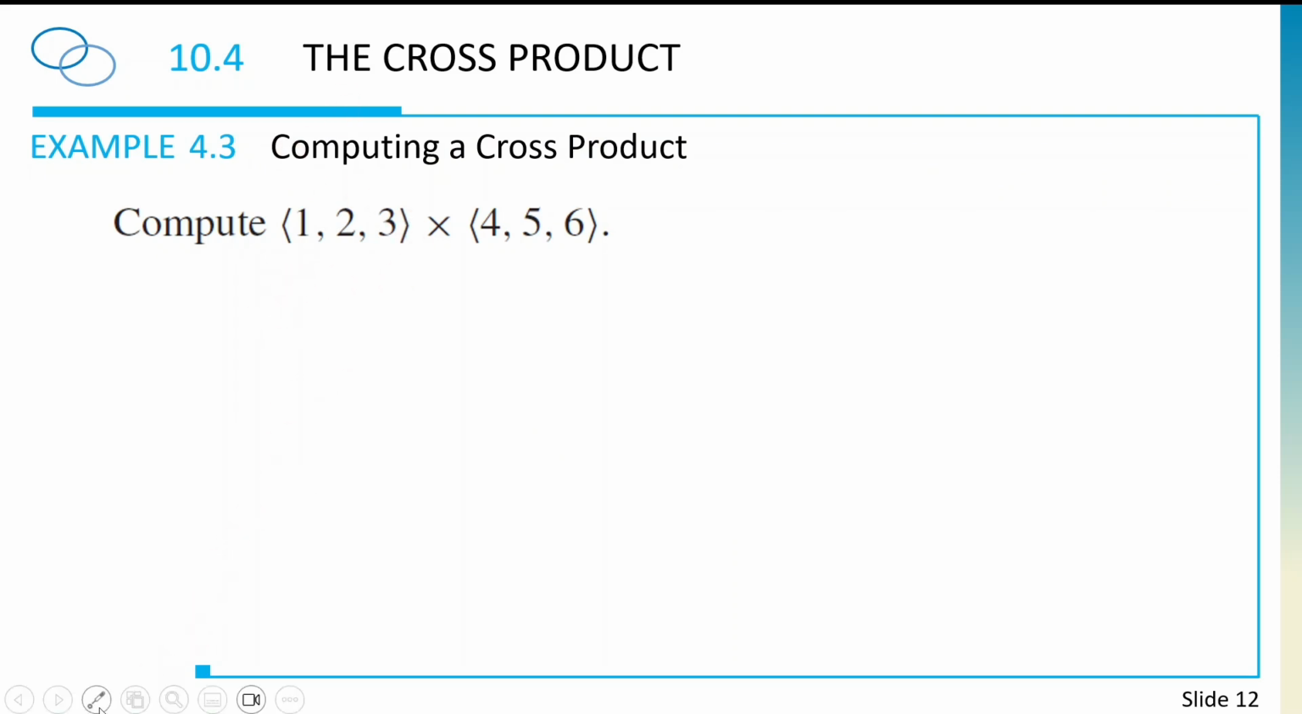So I need to find the cross product for 1, 2, 3 and 4, 5, 6. Okay. The first step always is to do what? We need to prepare our matrix. Remember, first row should be I, J, K, the standard basis. Then in order, 1, 2, 3, the first vector. Then the second vector should create the third row. Now this is the matrix that we need to find its determinant.